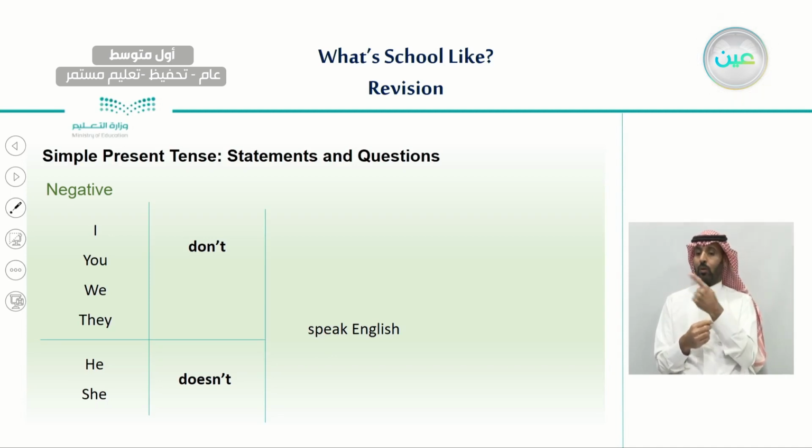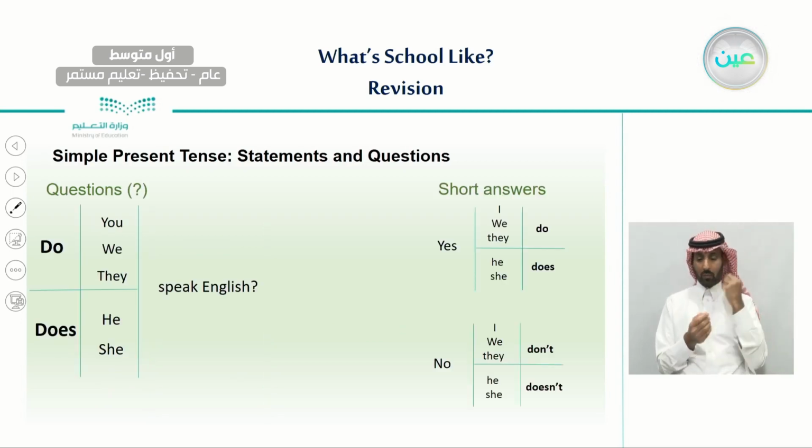Also, with the third person singular pronoun like he and she, in this case, we use doesn't. So he doesn't speak English, or she doesn't speak English. So this is how we can make negative sentences in the simple present tense. Don't and doesn't depend on the subject pronouns that we use.